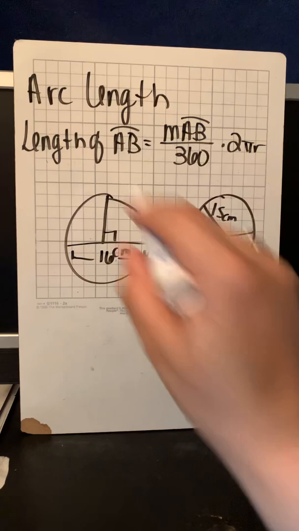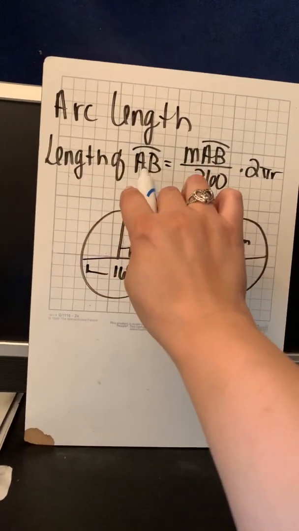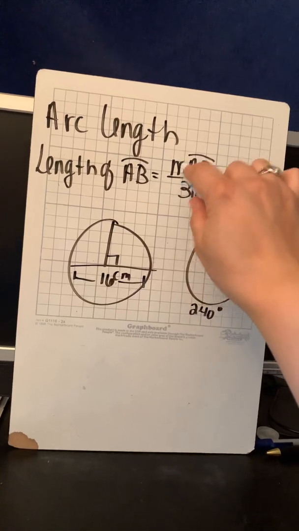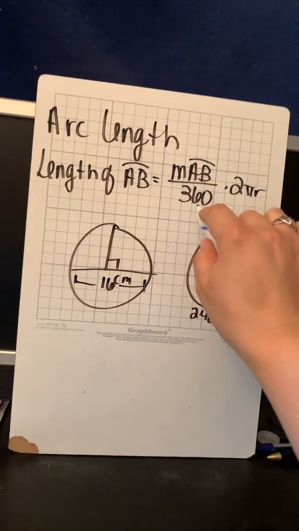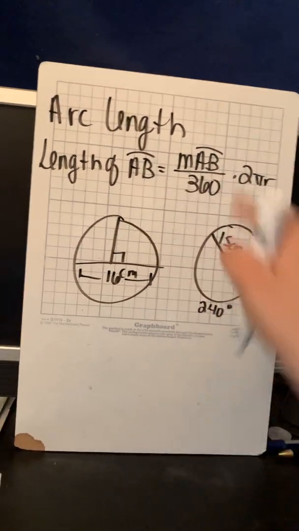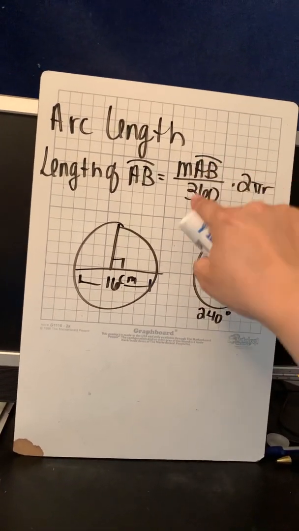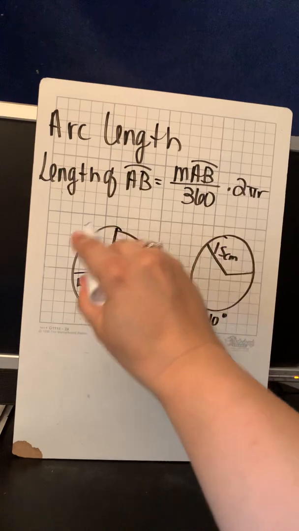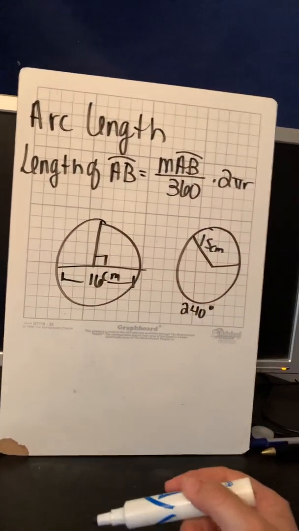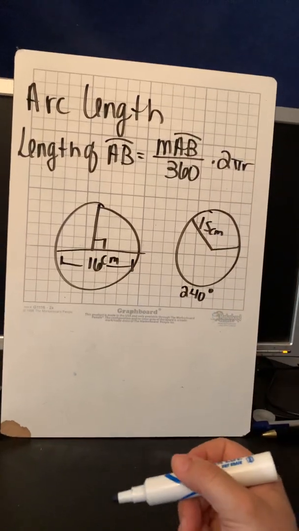Okay, let's do arc length. So arc length, the measure of the arc or the length of AB. So let's say we want to find the length of that. You take the angle measure of AB, all over 360, times the circumference. The measure of the arc divided by 360, because how many degrees are in a circle? 360 degrees, times the 2 pi r, so times your circumference.